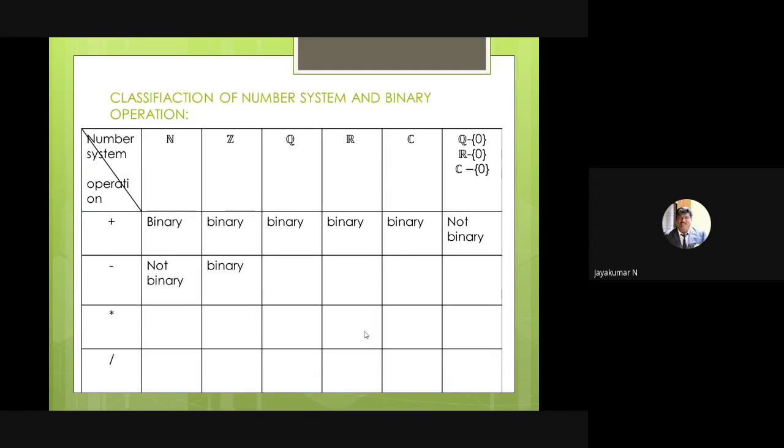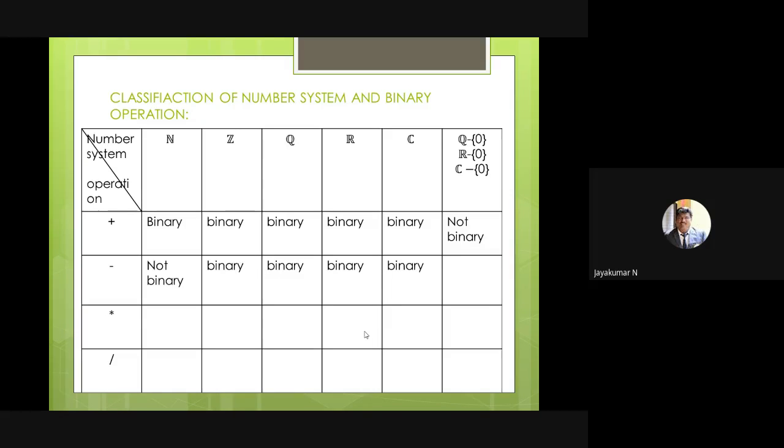Jayashree gave the correct answer. Good. What about subtraction in Q? That is also satisfied, because the subtraction of two rational numbers is again a rational number; it cannot be irrational or complex. Then real numbers, that is also binary. Now what about the complex numbers? Definitely that is also binary.